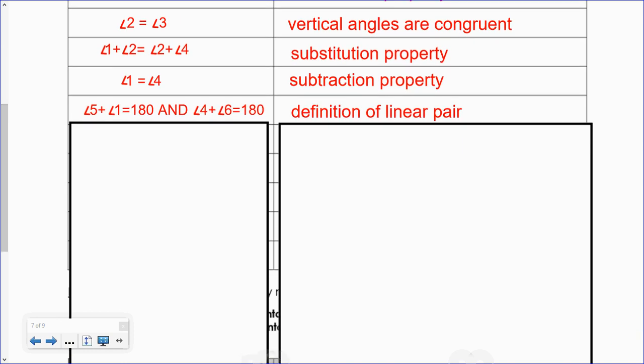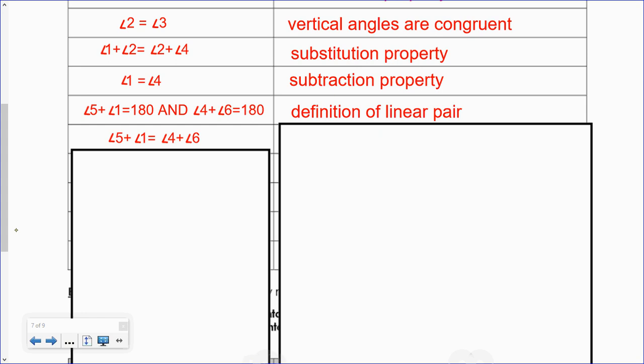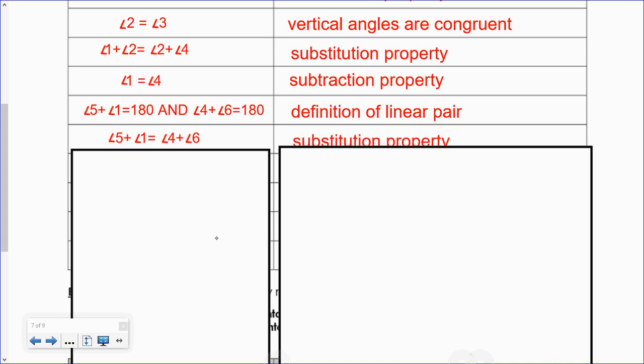With this information, let's keep going. What can I do from here? I know that 5 and 1 add up to 180. I also know that 4 and 6 add up to 180. Okay, similar to what we did above when we had the complementary idea. If I know that both of these things are equal to 180, I know that both of those sums should equal each other. It's another what property? It's another substitution.